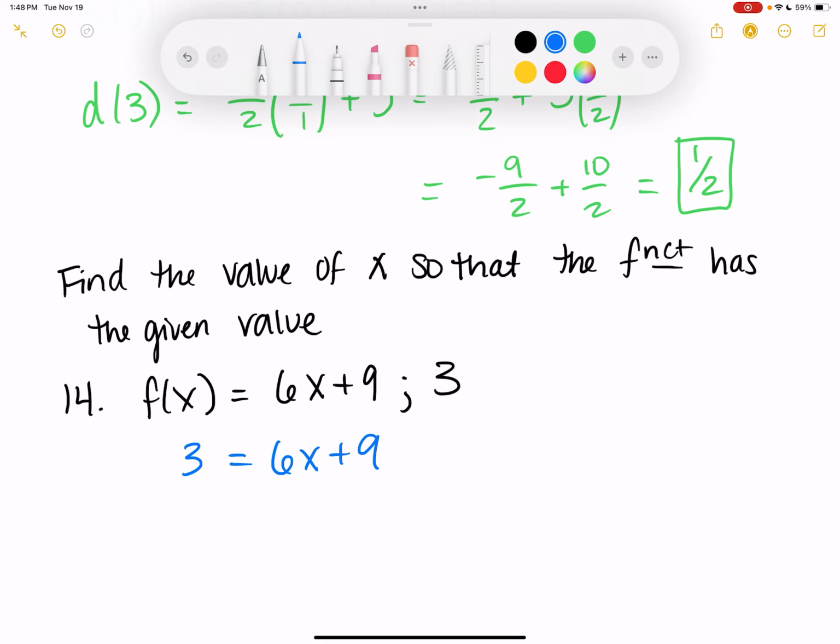Subtract 9, so I would have over here 6x equals 3 minus 9 is negative 6. Now what? Divide by 6. What's negative 6 divided by 6? Negative 1, so negative 1 equals x. If you want to flip it, that's fine too. It does not matter.